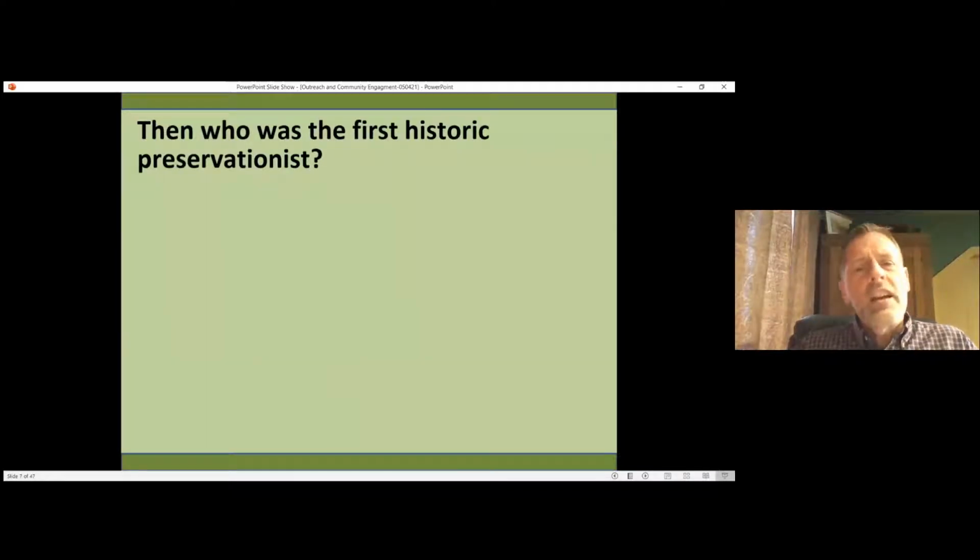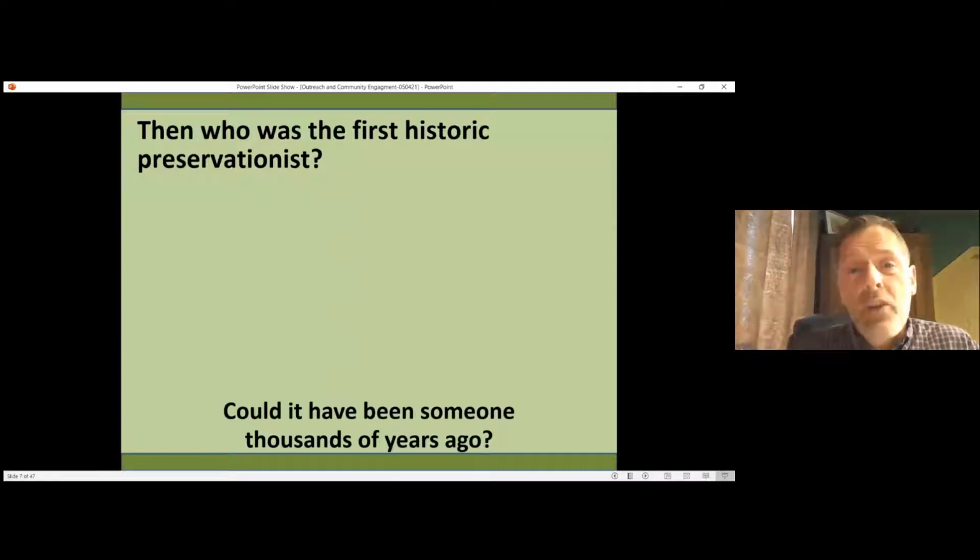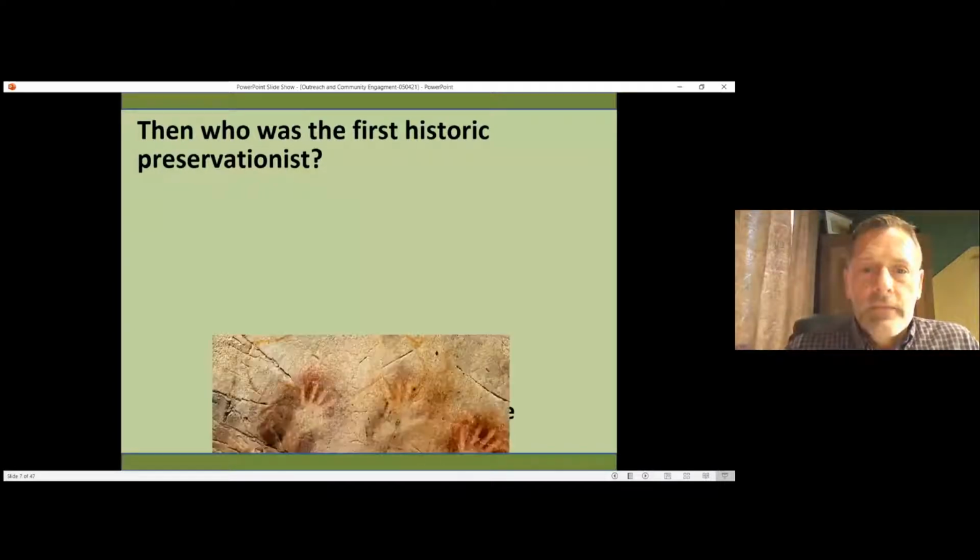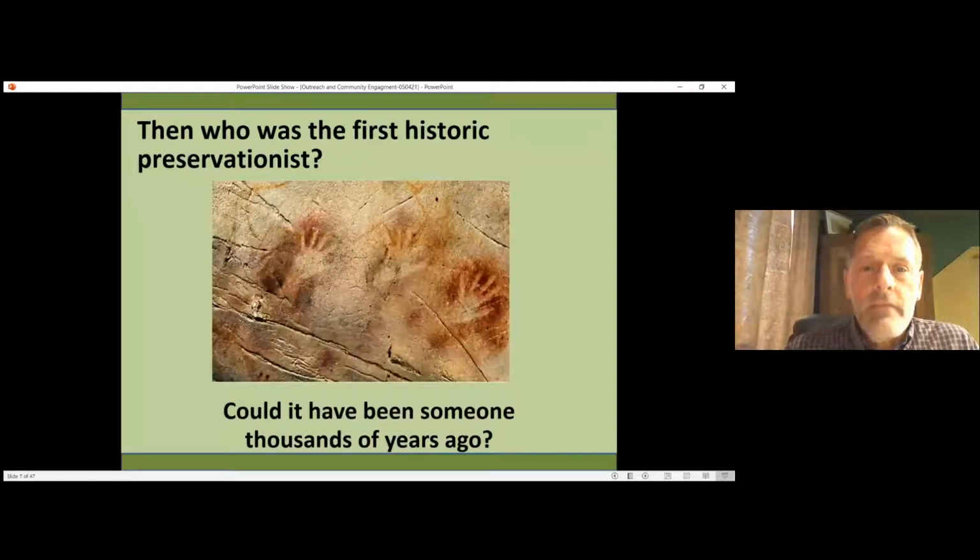I started to think broadly. Could it have been someone thousands of years ago? I was watching a documentary a couple of years ago on cave paintings, about a certain cave in France that was really interesting. As you first enter the cave, the walls have really simple handprints at the entrance.